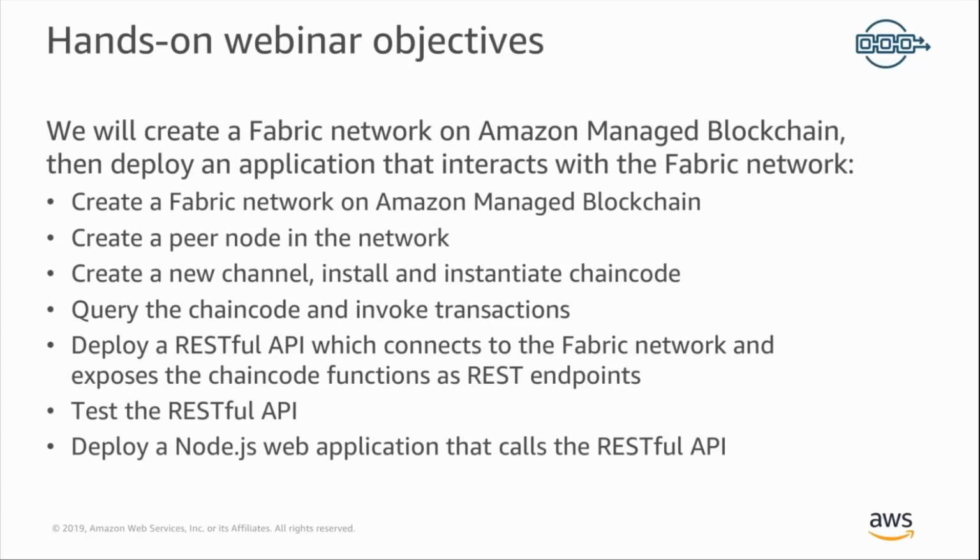Once we have the Amazon Managed Blockchain Network, we will create a peer node in the network, and then we will create a Fabric channel. Once we have the channel, we'll install and instantiate some Chaincode. Chaincode is the smart contracts within Hyperledger Fabric. We'll then invoke some transactions on that Chaincode, and we will query the Chaincode. Finally, we'll build on top of that a RESTful API and a Node.js web application.